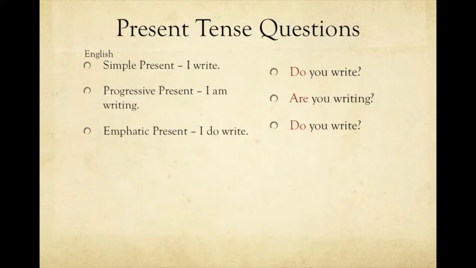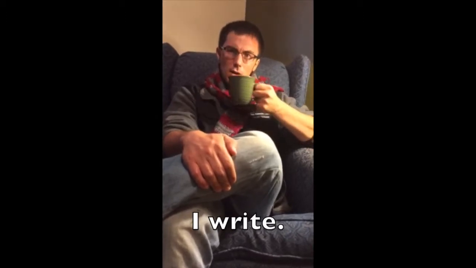In English, we use the simple present tense to describe something that we do often or regularly, using the helping verb to do. So a question like that would be, do you write, Herr Freitas? Yes, I write. So, what do you do? I write.